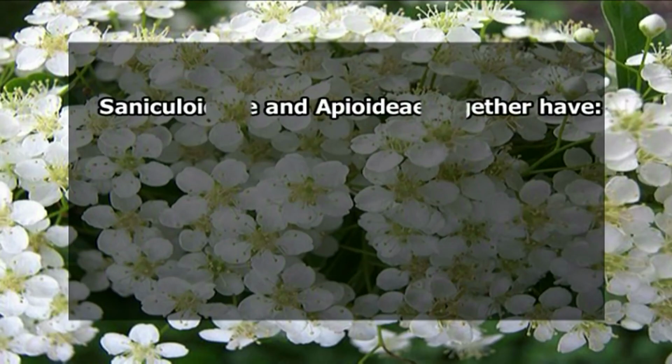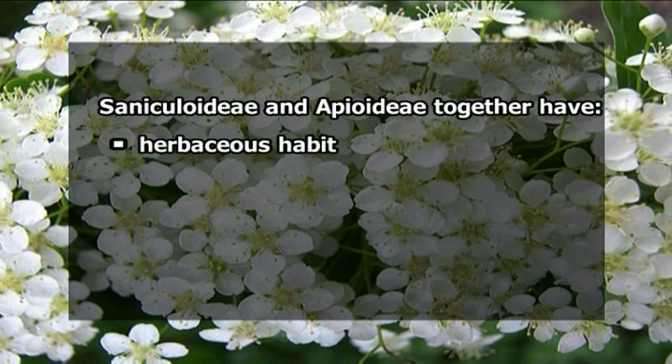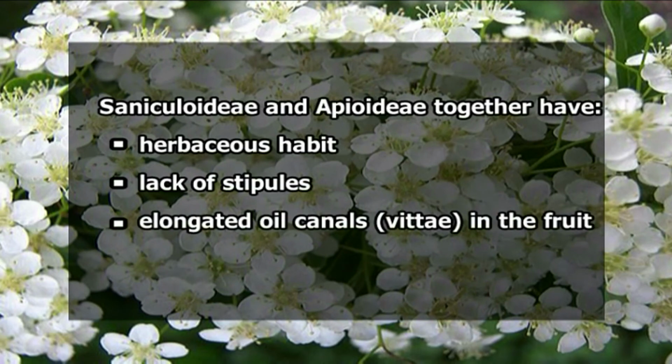This is supported by apomorphies, as both of these subfamilies have a herbaceous habit, they lack stipules, they have elongated oil canals in their fruit, and also based on the recent DNA-based sequence data.